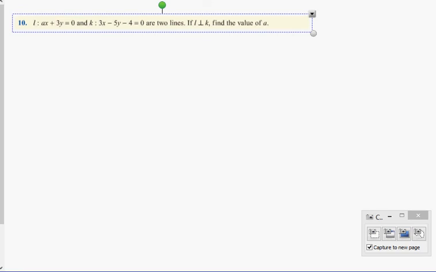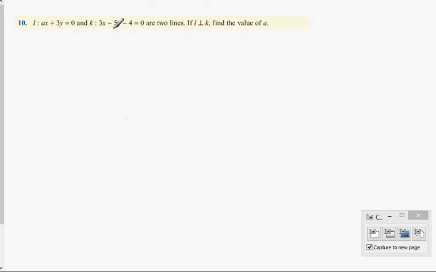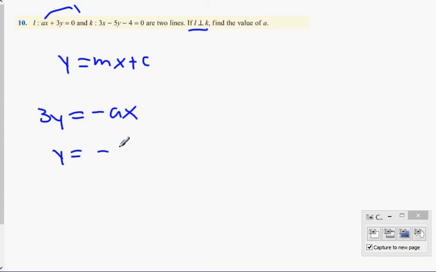If L is the line AX plus 3Y equals 0, K is the line 3X minus 5Y minus 4 equals 0, two lines, find the value of K. So we're going to use Y equals MX plus C. What we're going to do is get them both on their own. So we're going to bring AX over to the other side. We get 3Y equals minus AX. Therefore, Y equals minus A over 3 X. The M value is minus A over 3. So the slope is equal to minus A over 3.